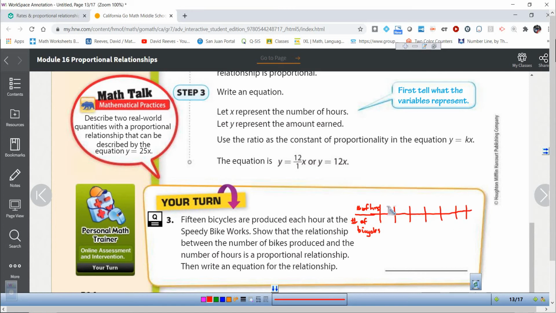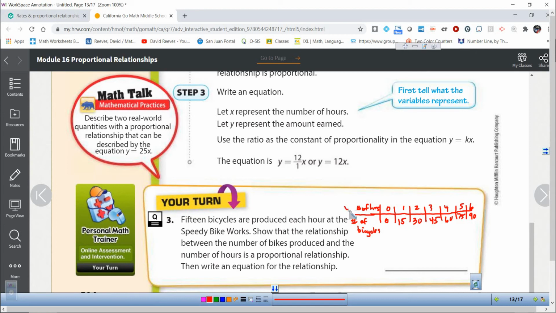Well, if they work 0 hours, then they would produce 0 bicycles, right? If they worked one hour, they would produce 15. 2, they would produce 30. 3, they would produce 45. 4, they would produce 60. 5, they would produce 75. 6, they would produce 90. And again, we could go on forever and ever.